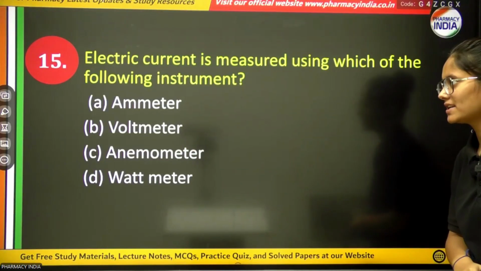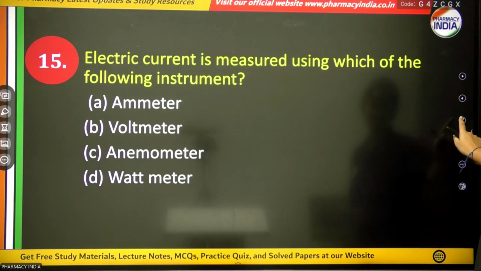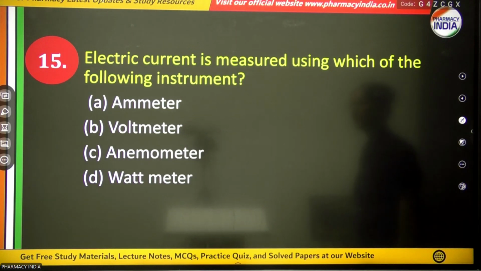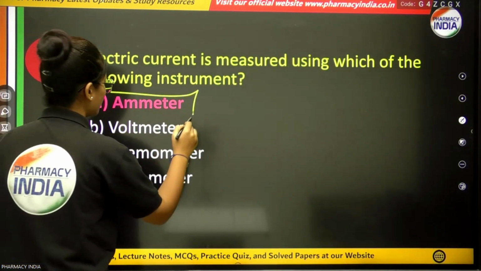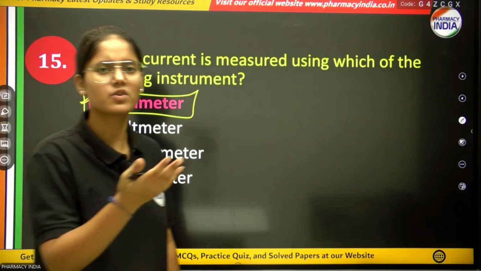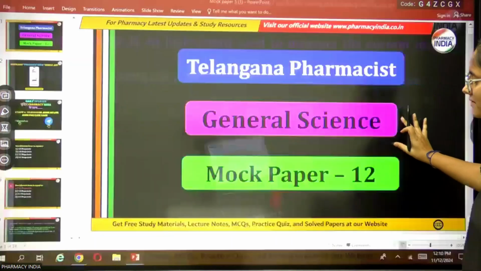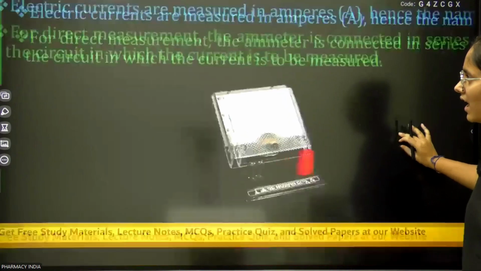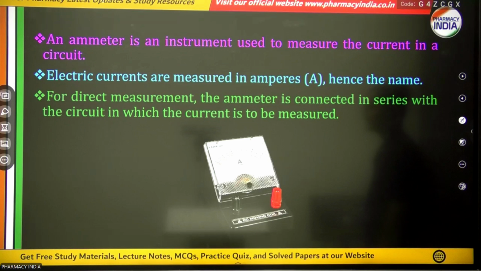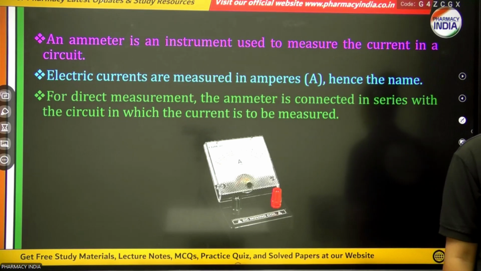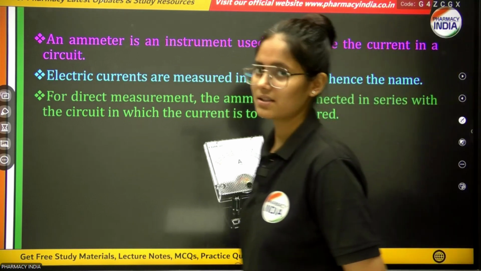Alright. Next question: electric current is measured using which of the following instruments? A very easy question. So mainly electric current is measured using an ammeter. You must have seen an ammeter in your physics lab, in your colleges or schools. So this is an ammeter. Clear? How does it measure electricity? See, an ammeter is an instrument used to measure the electric current in a circuit. Electric current is measured in amperes, hence the name.